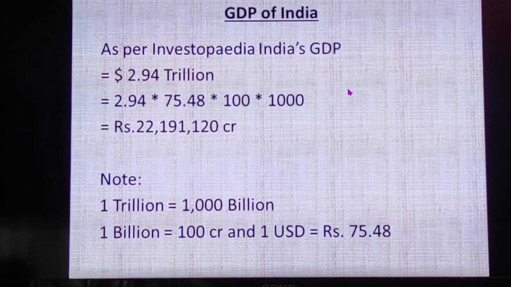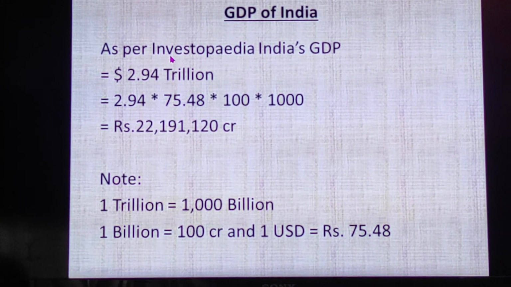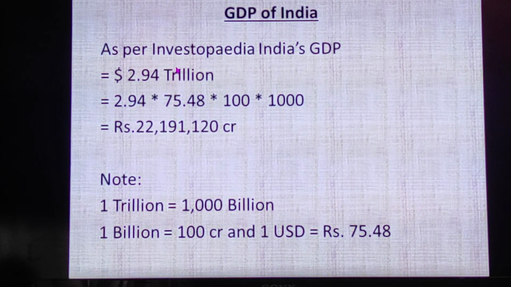As we all know, the GDP of a country is the combined productivity of the country at a particular point in time. As per the data given on the Investopedia website, India's latest GDP is 2.94 trillion American dollars. Now we have to convert this figure into crore Indian rupees because we have got the combined market cap of all the companies in India in rupees crore.